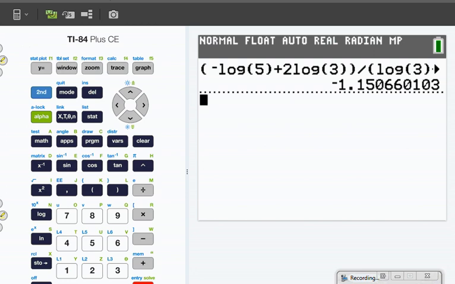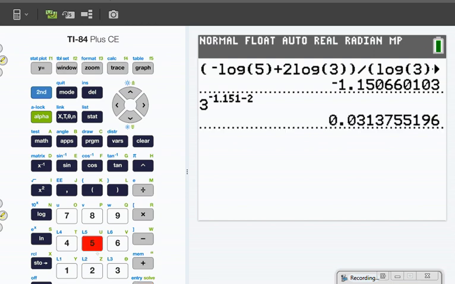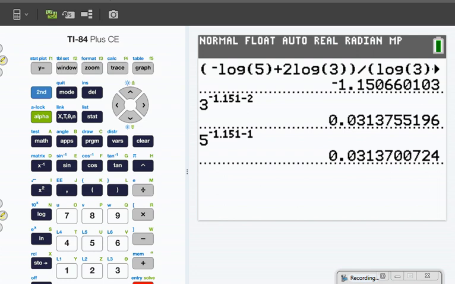Stay live. Here we go. 3 to the what? Minus 2? Seriously? Okay. Hit enter. And then 5 to the minus 1? Good. They're pretty close, right? I mean, they're identical up until the, I don't know, what, sixth decimal place? So that's a very good answer. They're not exact because we rounded negative 1.151. All right? So we have a valid solution.